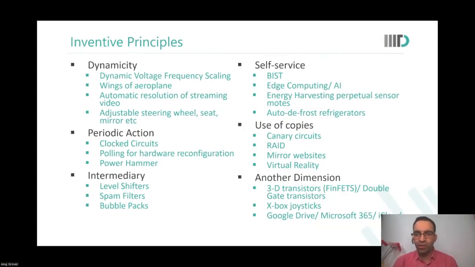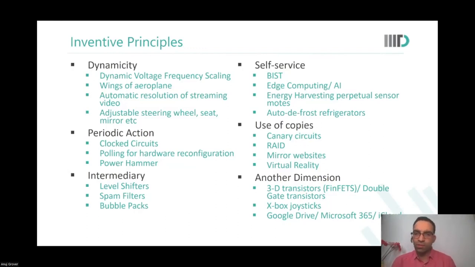Mirror websites. All of us use the internet. We know mirror websites. They improve customer experience because the website loads very fast, since the closest mirror is where the data comes to you from. Adding another dimension: Xbox joysticks, 3D transistors, Google Drive. So you don't even have that drive on your disk. You just go to the cloud, and that's a different place. Your data is stored elsewhere.